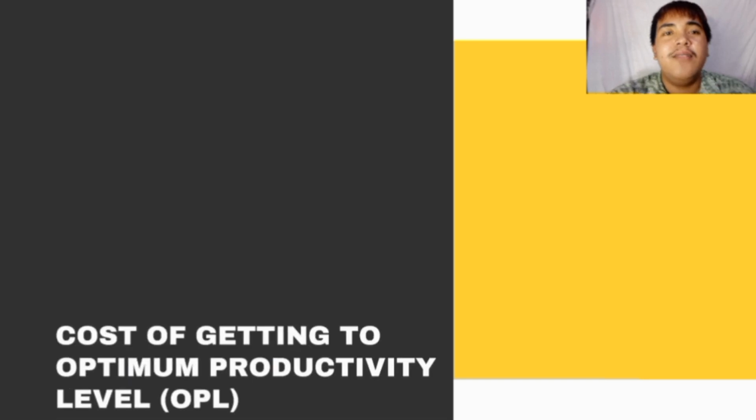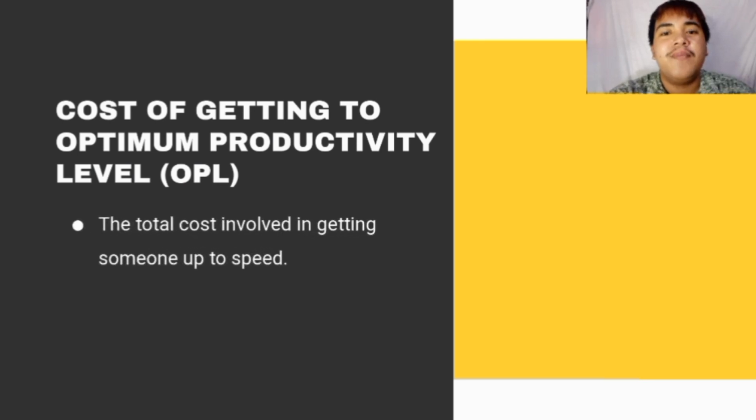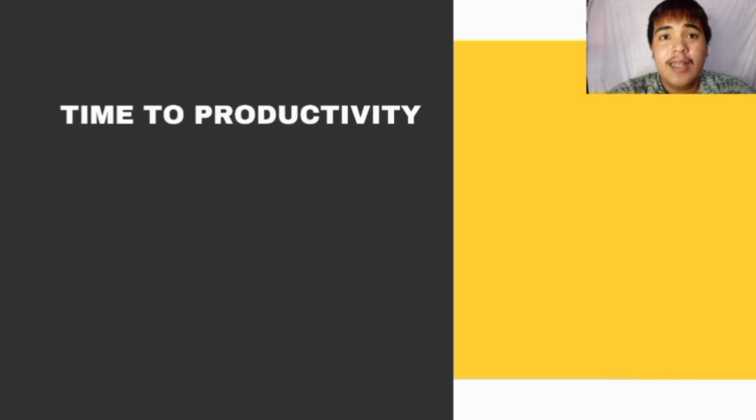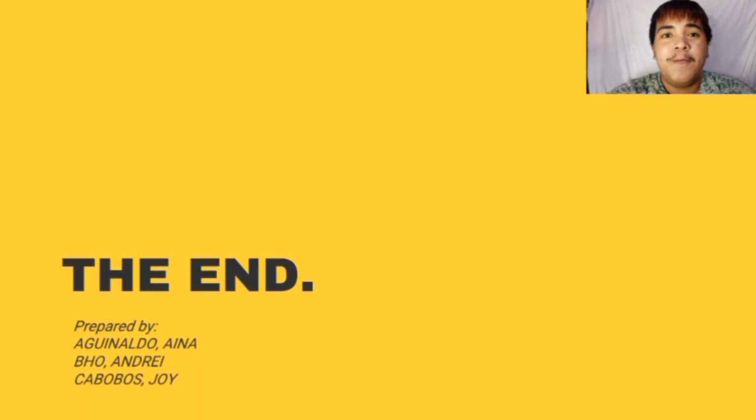And then the last two additional metrics are cost of getting to optimum productivity level, or OPL, which is simply the total cost involved in getting someone up to speed. And the last is time to productivity. It is the time between the first day of hiring and the point where the employee fully contributes to the organization. And that's the end of our report.